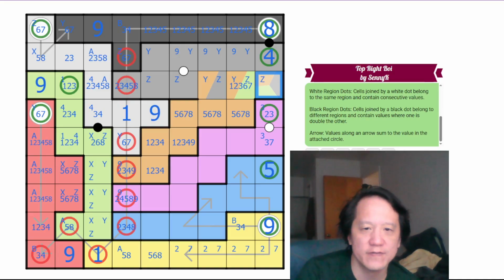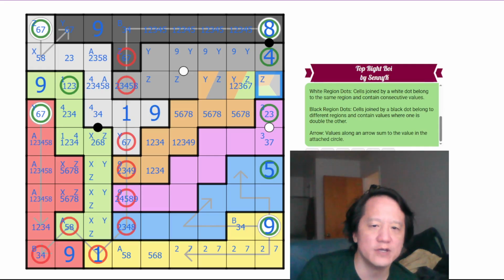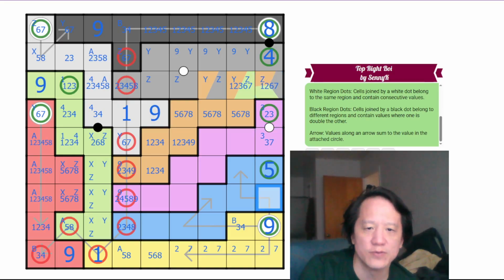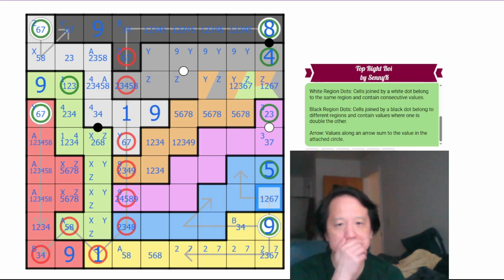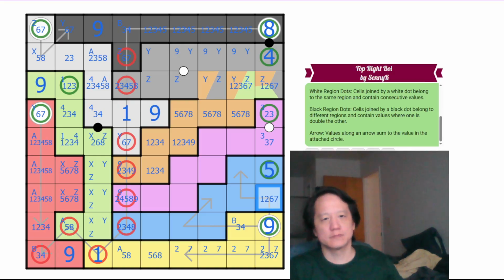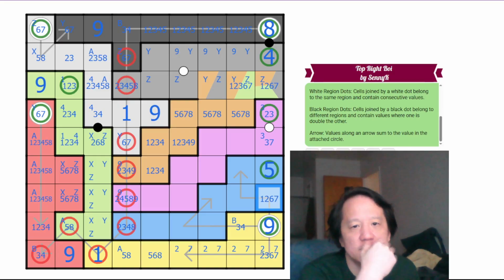Okay, remaining digits in column 9. We have 1, 2, 3, 6, 7. And this can't be 3. 1, 2, 3, 6, 7. No 3. 1, 2, 3, 6, 7. No 1.